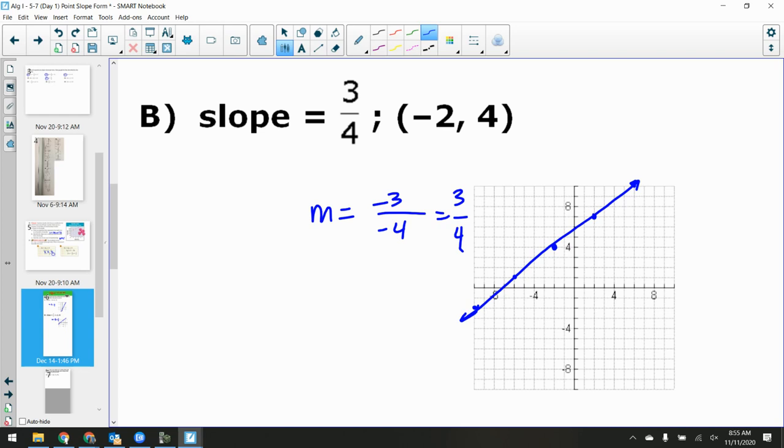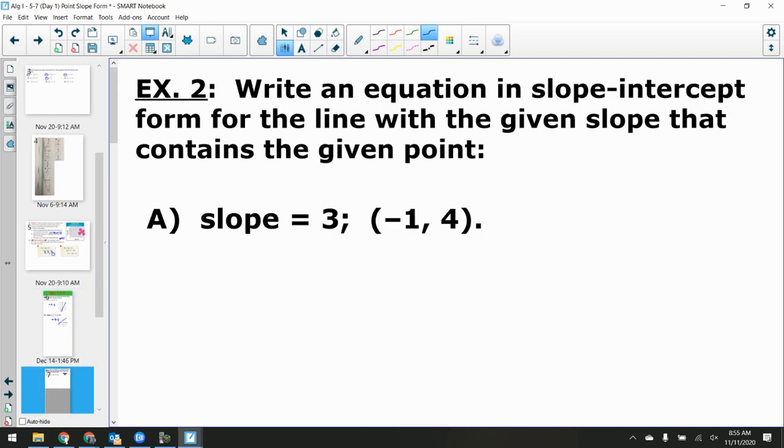Just put the point on there and then use the slope to create more points. All right. Write an equation in slope-intercept form for the line with the given slope that contains the given point. So here's where it starts to get a little bit more difficult. Writing the equation, that gets a little harder. Please pay attention, folks. This is something that you will use the rest of the year. Please pay attention on how to do this.